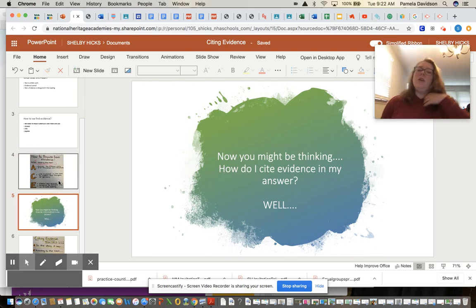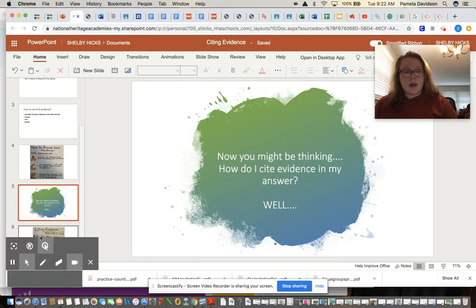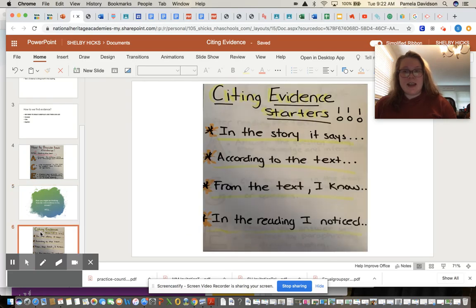Now, you might be thinking, how do I cite my evidence from my text into my answer? So now we're going to look at the other anchor chart, which says citing evidence starters. So this is how you can write it in your answer. In the story, it says... Then you would put what it says in the story.